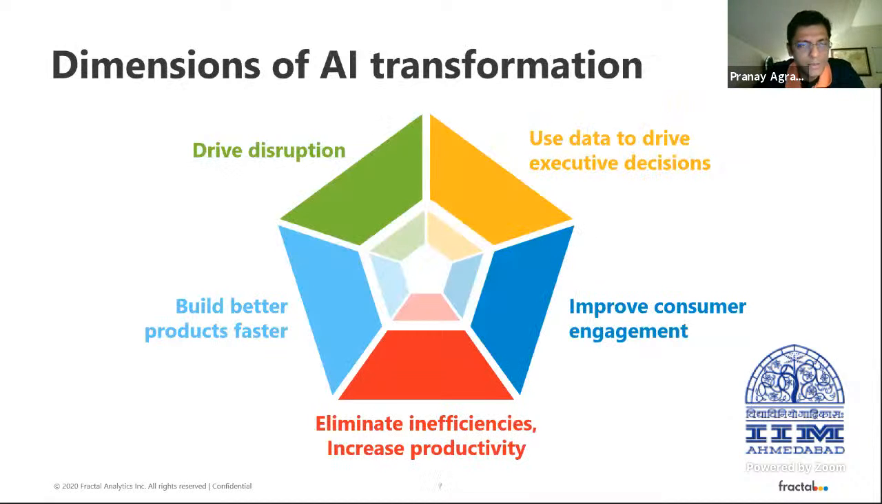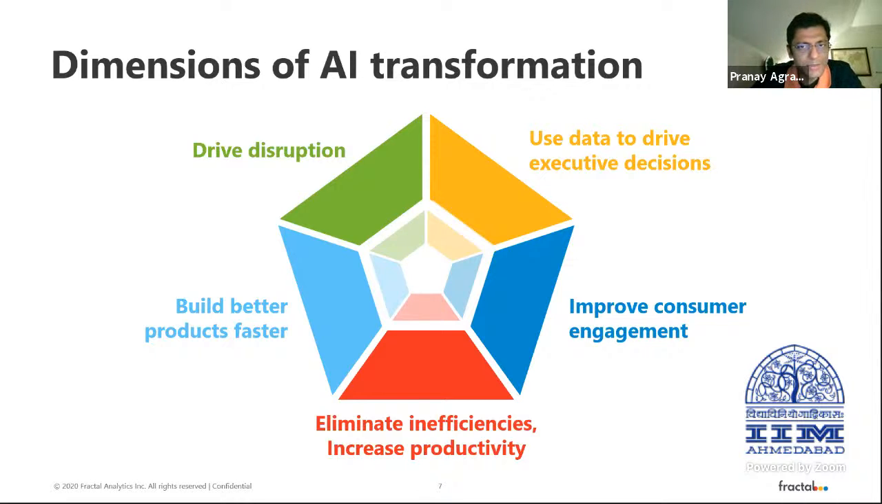I want to share another idea here of what the dimensions of AI transformation are. As we look into our organizations and ask how do we apply AI, we believe that these are the 5 pillars where we can apply AI. And for every organization, pretty much anything that we do within the organization, we could characterize along these 5 dimensions. Number 1 is to use data to drive executive decisions, operational decisions, better decisions.